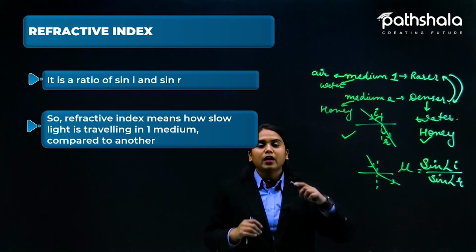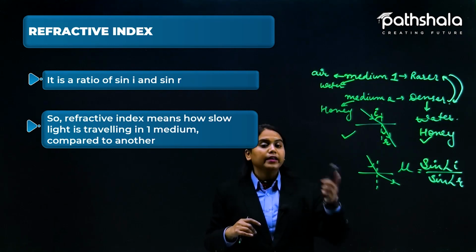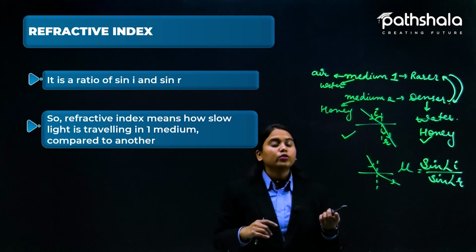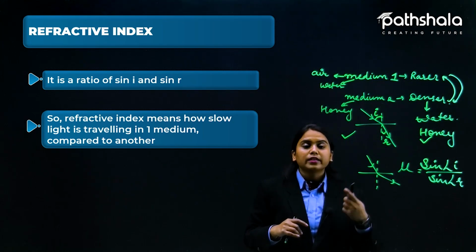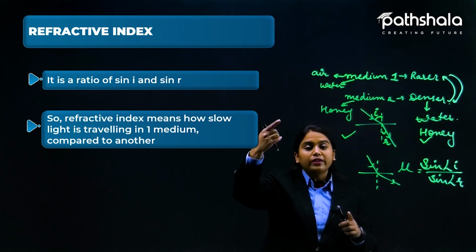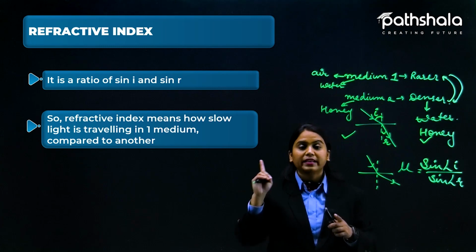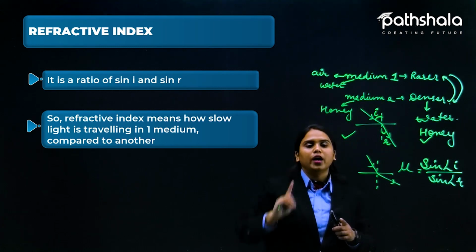From water to honey, again it is going to bend towards the normal accordingly, and this is going to change because here the speed is going to change. But when the light ray is bending from the air to the water, it is not going to be the same in the case of water to honey.